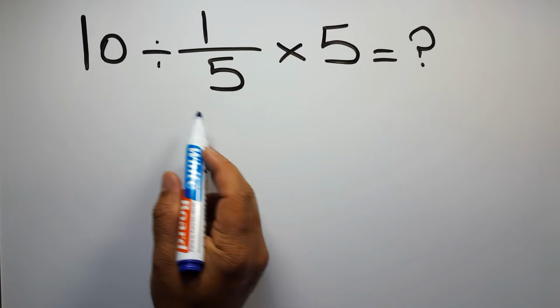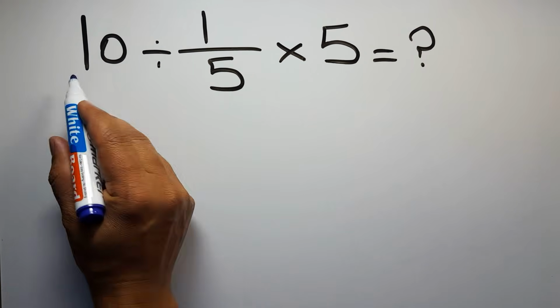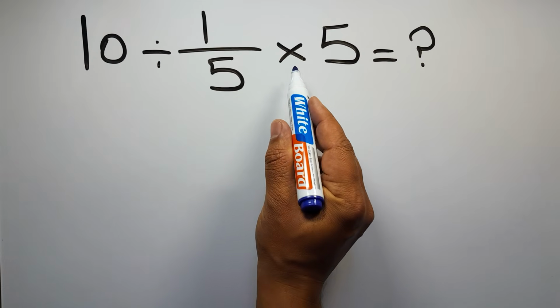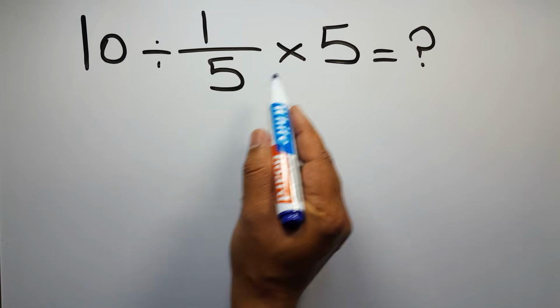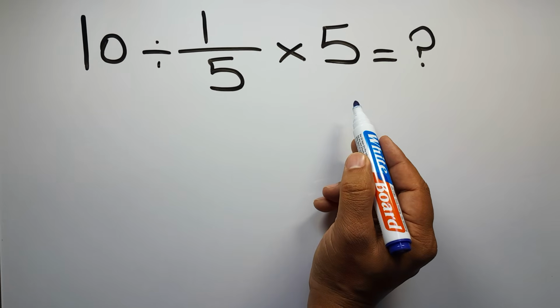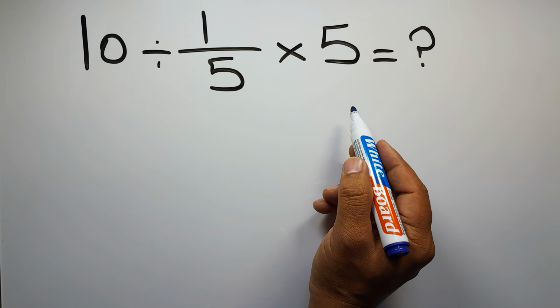In this video we want to find the value of this expression: 10 divided by 1 over 10, then times 10, divided by 1 over 5, then times 5. Are you ready to solve? Let's go ahead and get started.